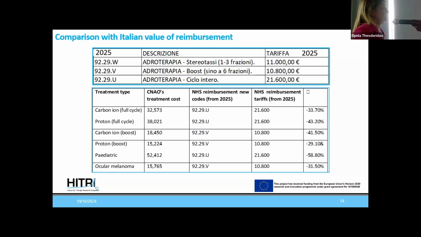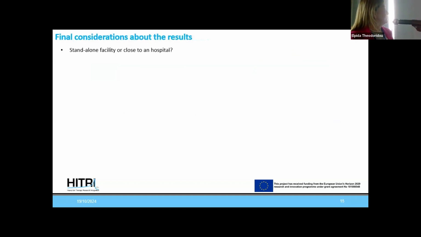So, first of all, we had to relate our cost objects to these 3 codes. So, there is no distinction between carbon ions and protons. And in addition, there is no mention of complexity. There is only this mentioning of fractionment, and so to the code 9229U, which is most of the treatment that we perform in CNAO, the entire cycle, we used to compare the carbon ion full cycle, proton full cycle, and the pediatric patients. So compared to a cost that can be up to 52,000 euros for the pediatric patient, we get a reimbursement of 21,000 euros. And the same is for the other treatment, but this is a higher difference that we can see. And as final consideration, so the hot question is a standalone facility or a facility close to an hospital.